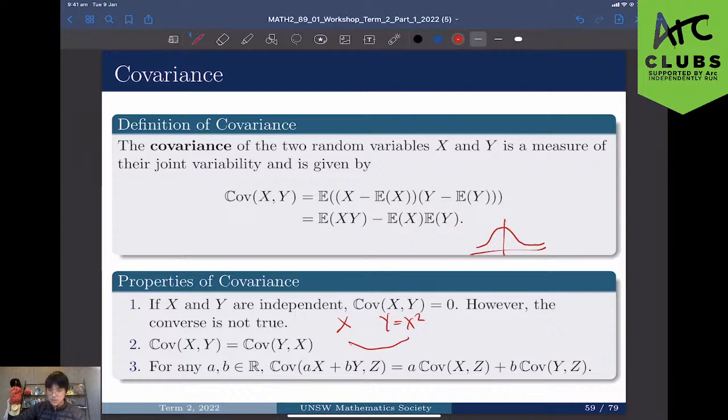just starting off, the expectation of x is going to be 0 because it's symmetric. And the expectation of xy is going to be the expectation of x cubed, which is equal to 0 since x is symmetric. So this is going to be 0 minus 0 times the expectation of y, that's going to be 0. So that's a case where x and y are dependent, but their covariance is equal to 0.